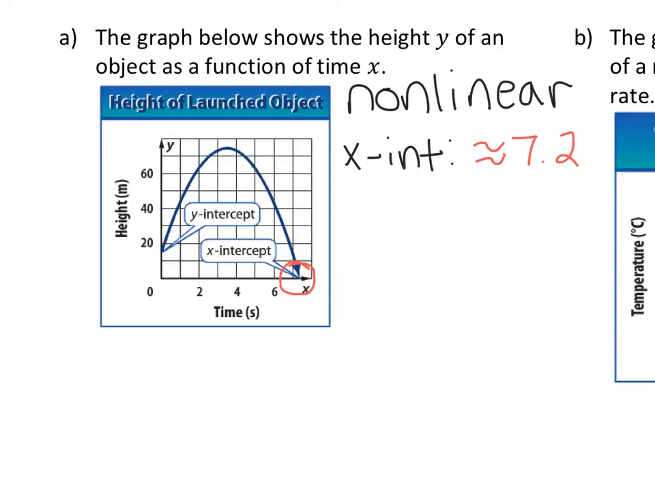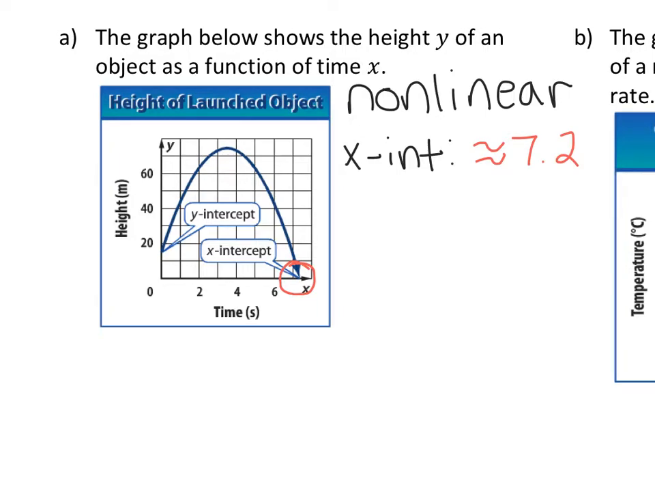But what does that mean? We have the height of a launched object. That's the title of our graph here, height of a launched object. So an object was launched, went up in the air, and then came down. The y-axis represents the height. Well, the height here would be 0. So if I throw something in the air, 0 height means that it reaches the ground. And how long does it take to reach the ground? 7.2. So let's go ahead and write that out.